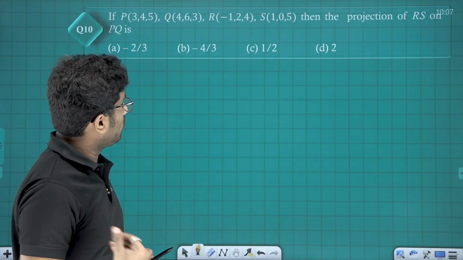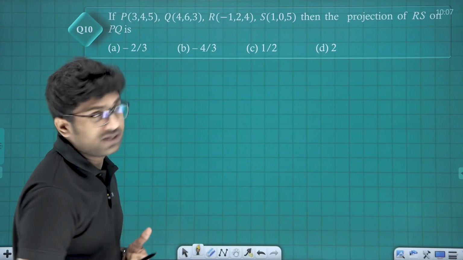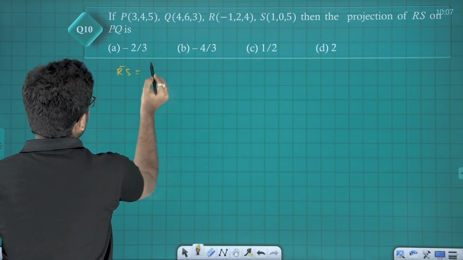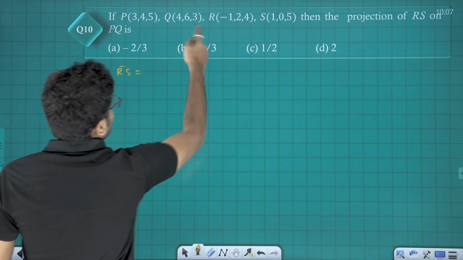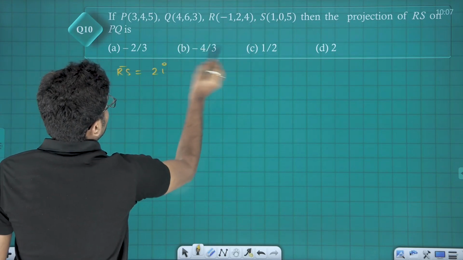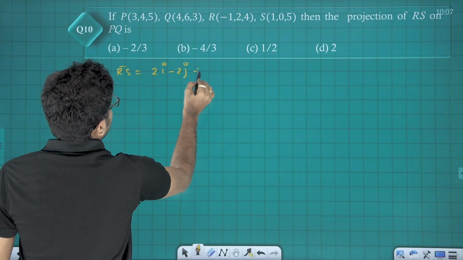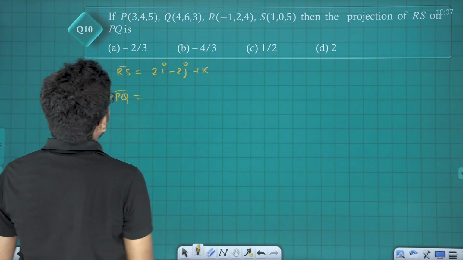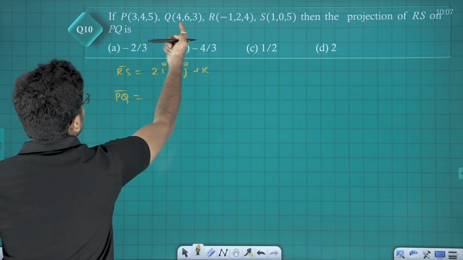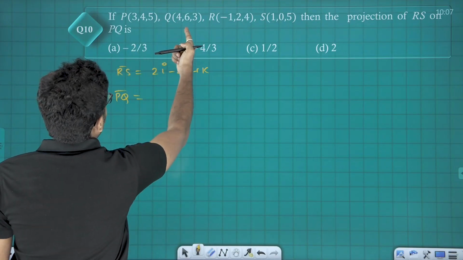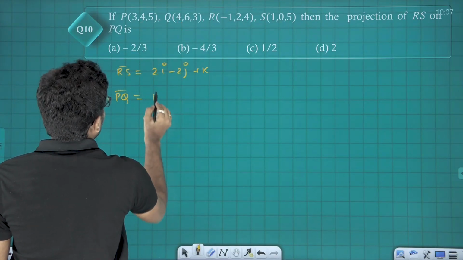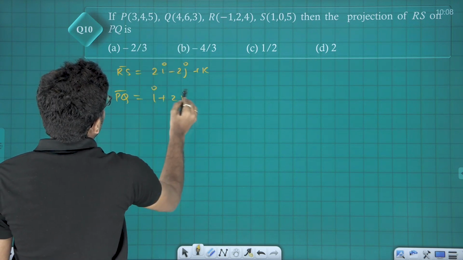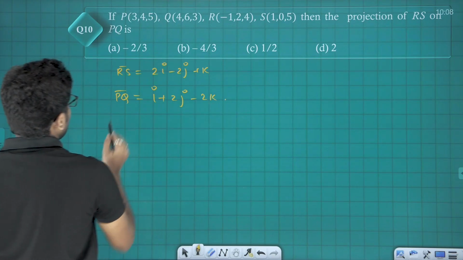P, Q, R, S are 4 points given, then projection of RS on PQ. So RS bar is x2 minus x1, 2i minus 2j plus k. Now PQ bar will be 1 minus 1, 4 minus 3 i, 6 minus 4 j, 2j minus 2k. So now what we need?